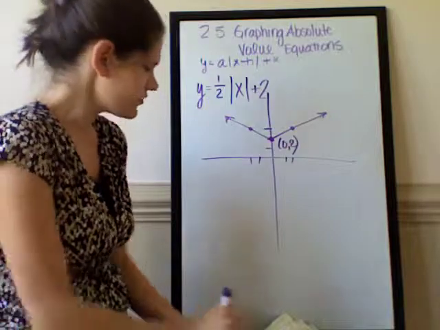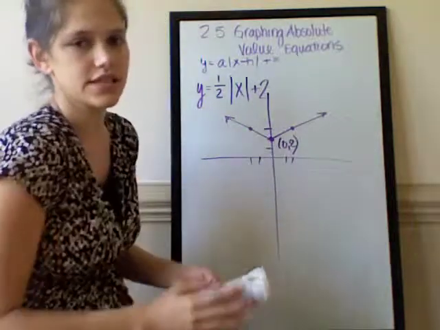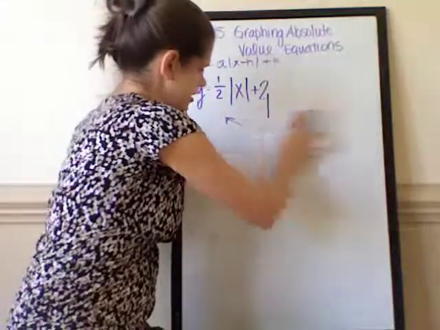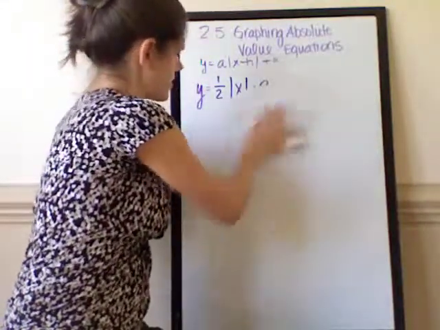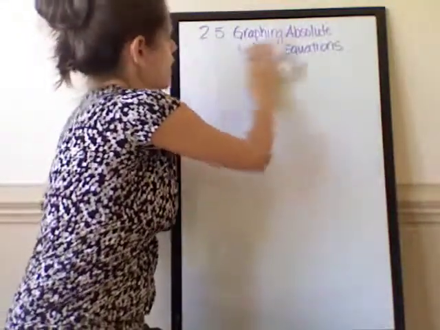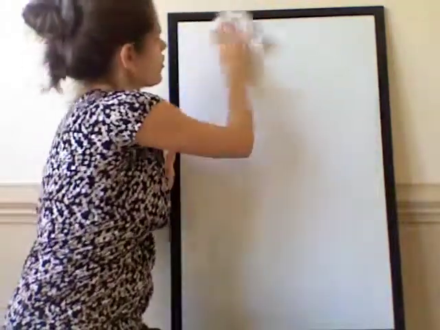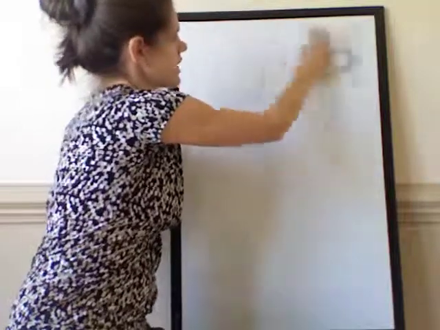Okay? Alright, that concludes this lesson. If you need any help, feel free to go and talk to any of the other teachers, or you can email me. And our next section will be vertical and horizontal translations of the absolute value equations.